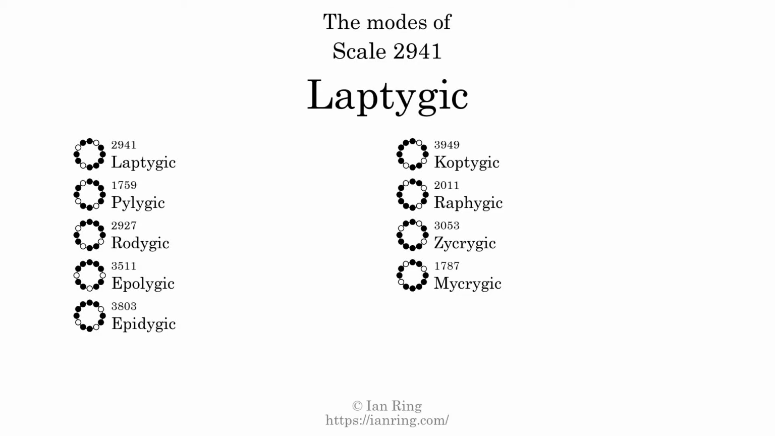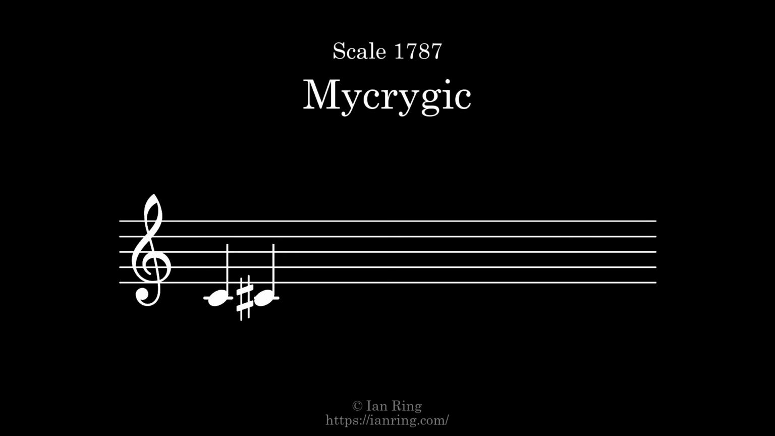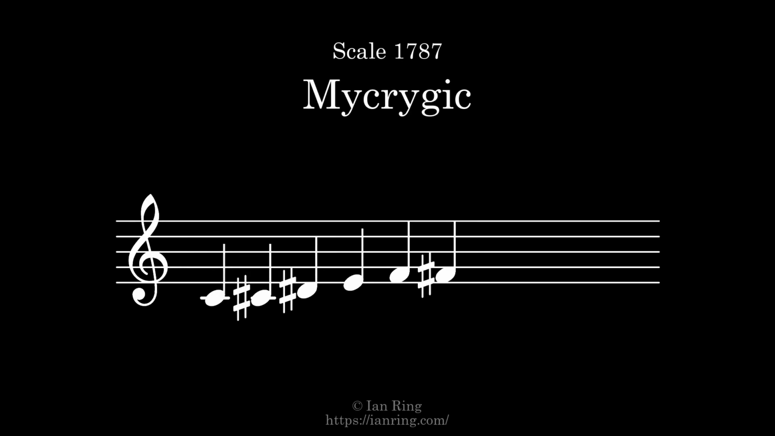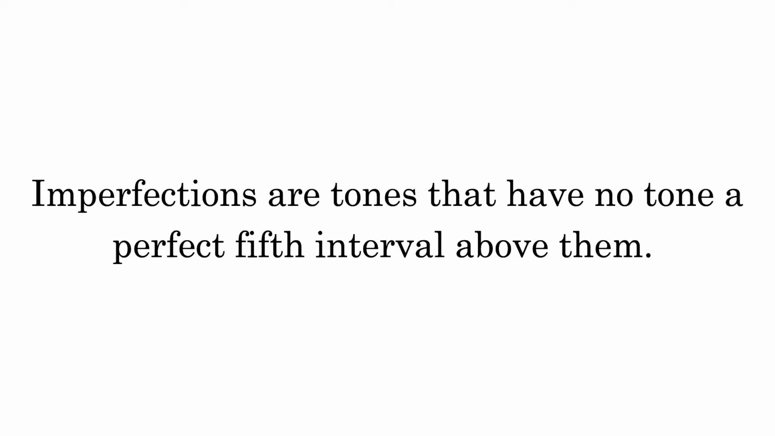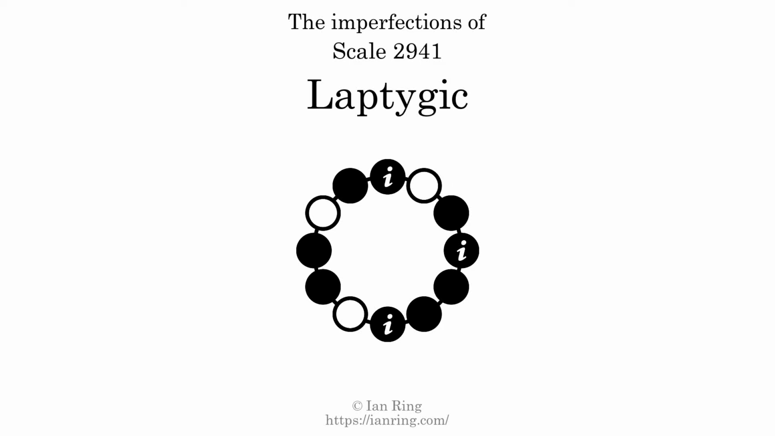The ninth and last mode is scale 1787, also known as Laptygic. It sounds like this. Imperfections are tones that have no tone a perfect fifth interval above them. This scale has 3 imperfections.